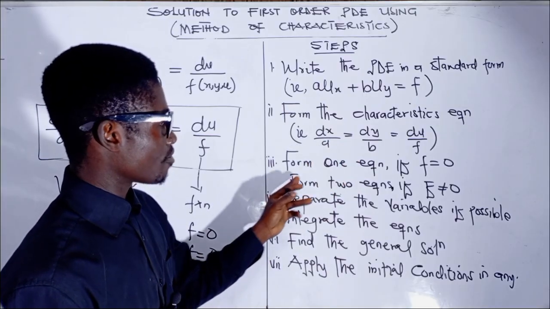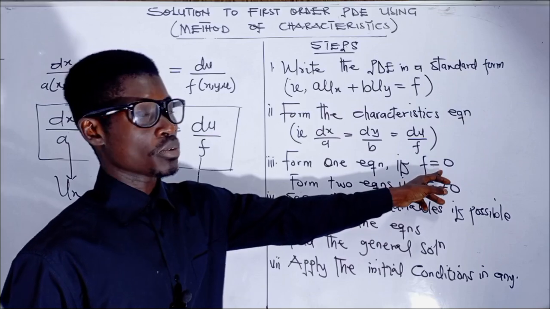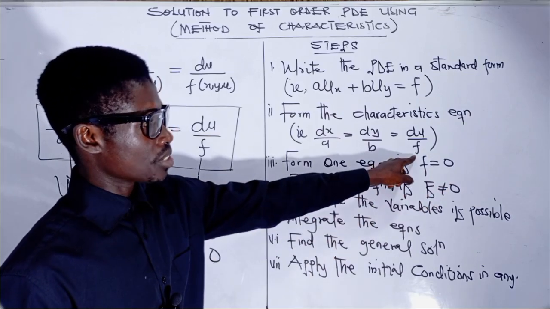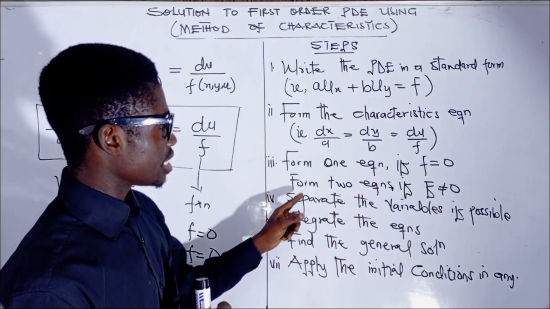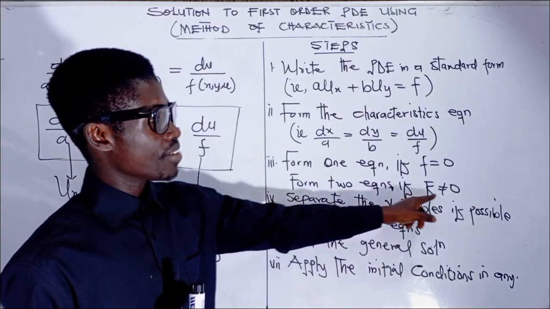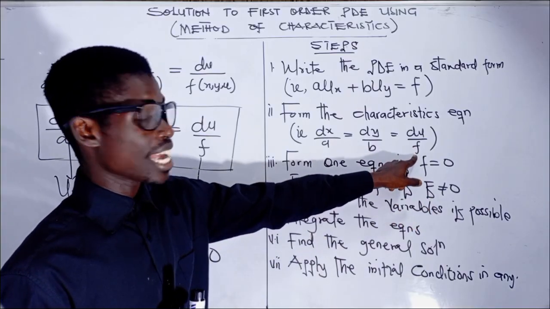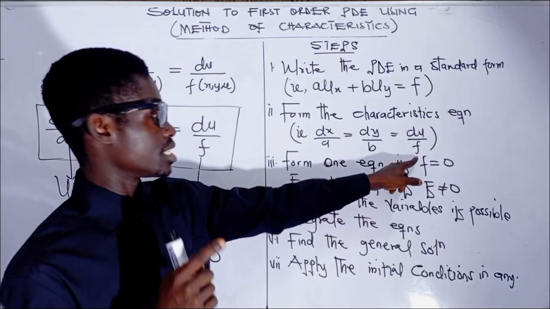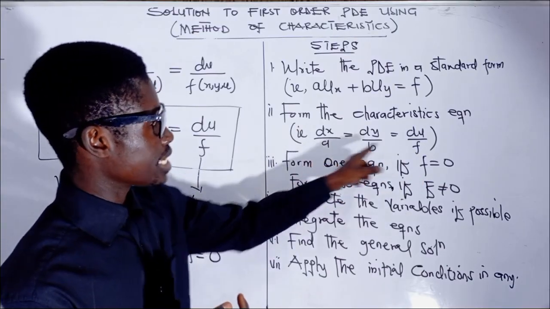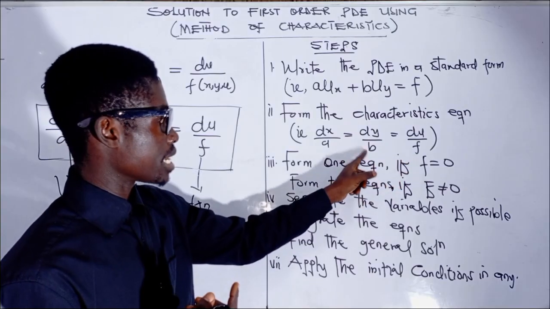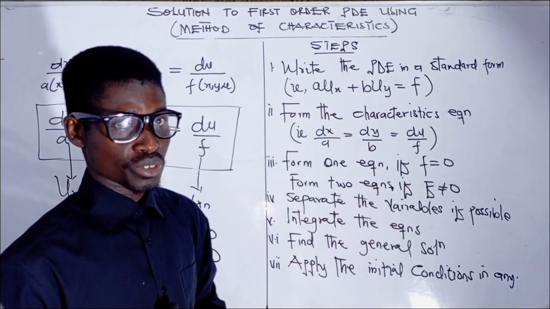Now three, form one equation if f is equal to 0. So if this f is equal to 0, we have these two left. That is only one equation. And then form two equations if f is not equal to 0. So if this f is not equal to 0, we form two equations. So we are either going to pair this to give us one equation, and then we pair this to give us two equations, or we pair this and that to give us our second equation.